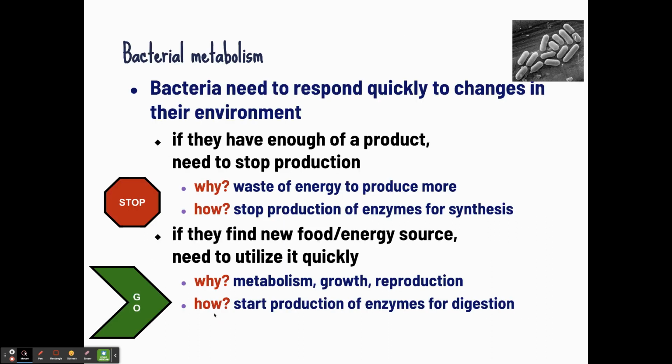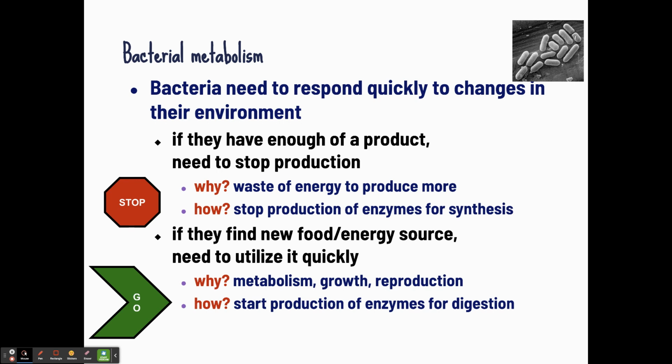When we look at bacterial metabolism, or how bacteria break down molecules, bacteria need to respond quickly to changes in their environment. Remember that they reproduce very quickly and they respond to their environment because they're located in the environment. If they have enough of a product, they need to stop production. Why? Let's say they made everything that they need, so you want to tell it to stop. Because it's a waste of energy to produce more. If I already have enough of a product, I'm not going to exert more energy to make something that I already have. And how we do that is we stop the production of the enzymes for synthesis, or for building.